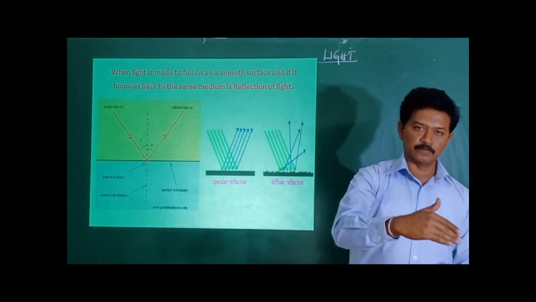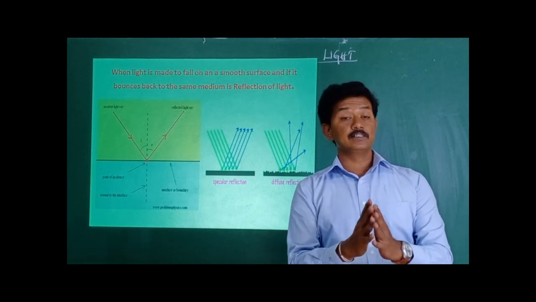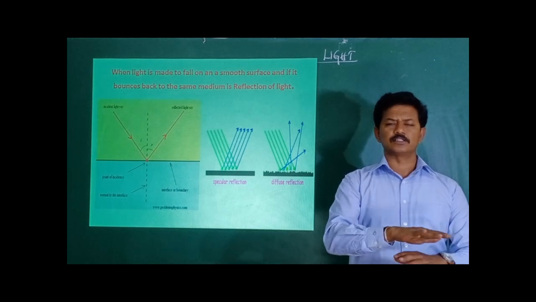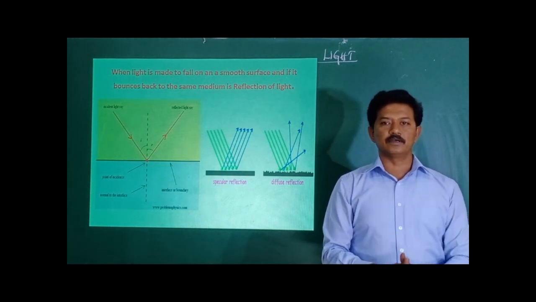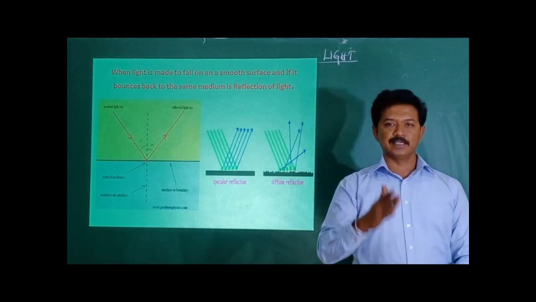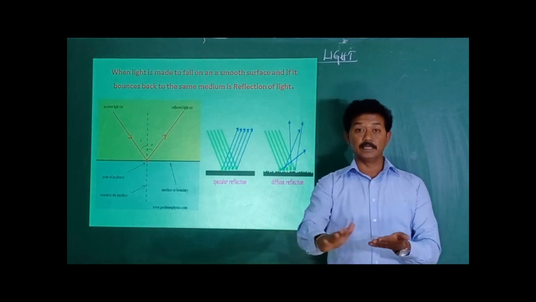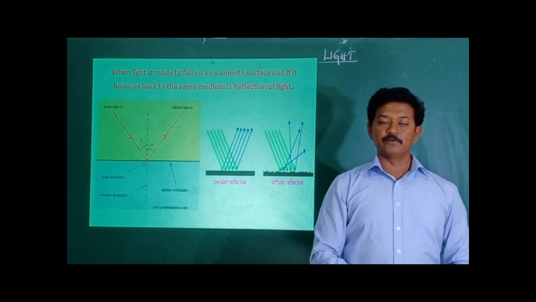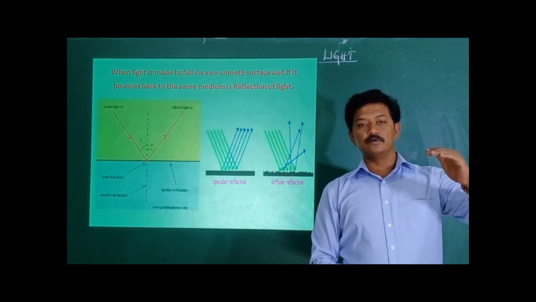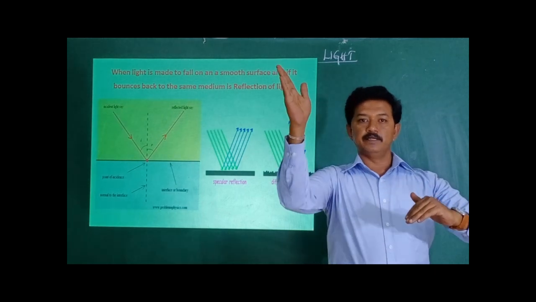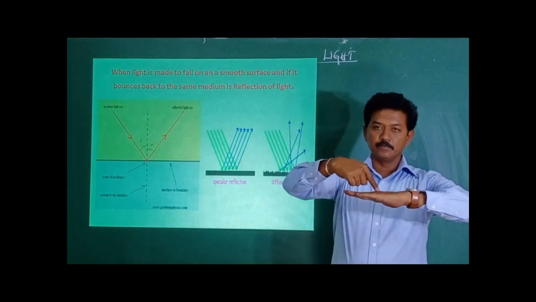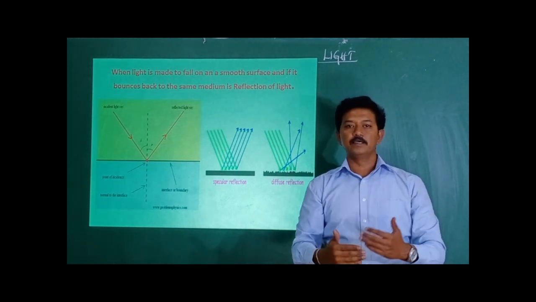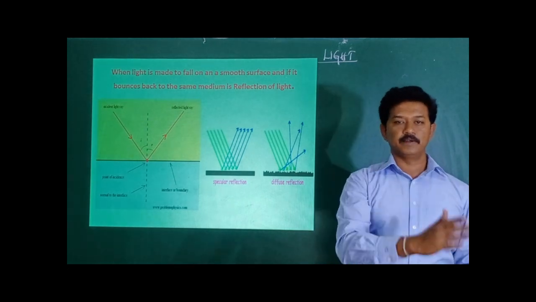So whenever light is made to fall on certain smooth surfaces, smooth in the sense, don't give it some other meaning, it's not about being soft by touch. It should not be a rough surface, that's all. Just like glass or the surface of a metal, that's my meaning of a smooth surface, right? So when light falls on certain materials, the light hits the material and bounces back to the same medium. Light enters from one medium, falls on the material, and if it bounces back to the same medium again, then this phenomenon of light is known as reflection of light.